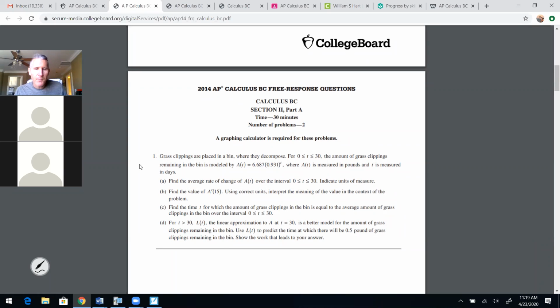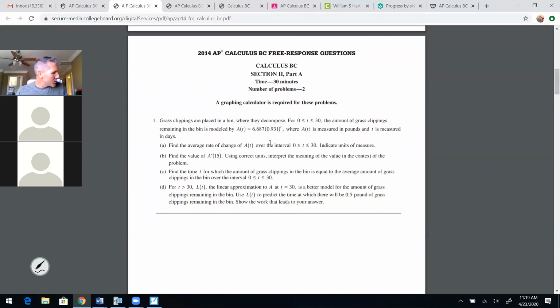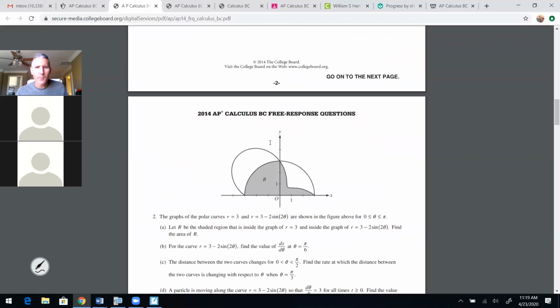2014, problem number 1. Grass clippings are placed in a bin where they decompose. For a time between 0 and 30, the amount of grass clippings is given by that, okay? Find the average rate of change of A. That's A average, right? Find the value A prime of 15 and interpret the meaning of that. Anyway, so you have 2014 problem number 1.